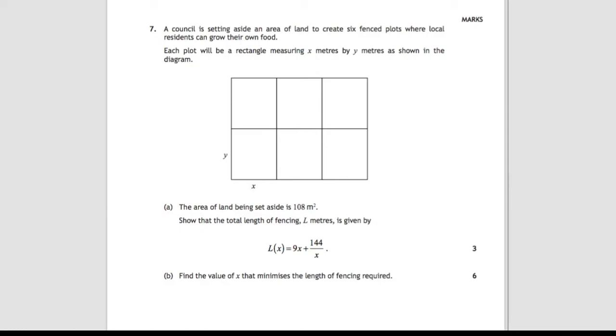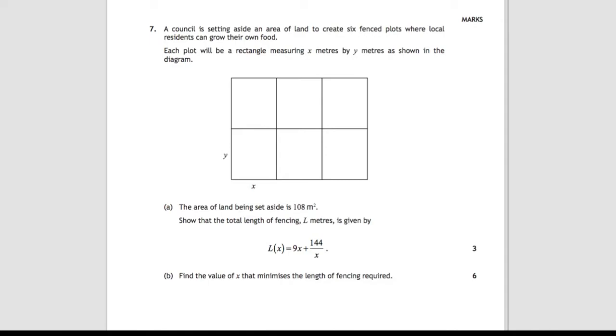It says show that the total length of fencing L is given by, so first of all we have to just derive an expression for the total length of fencing, and then the optimization part of the problem in part B, it says find the value of x that minimizes the length of fencing required. So while I'll let you just study that for a second, I will quickly make a sketch so that when we go back to the paper it will all be ready.